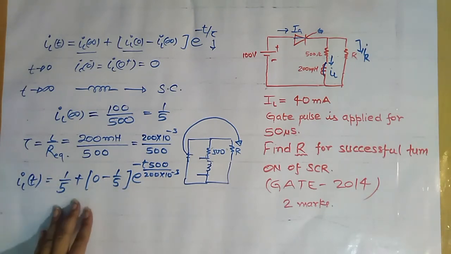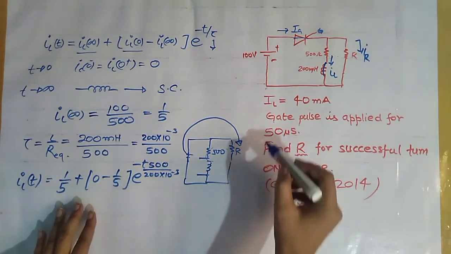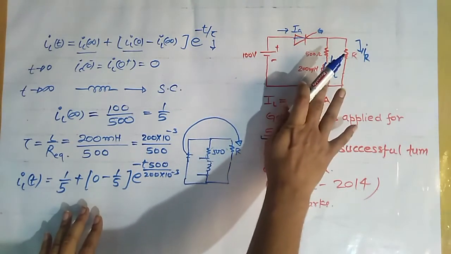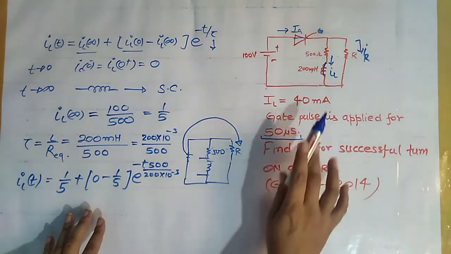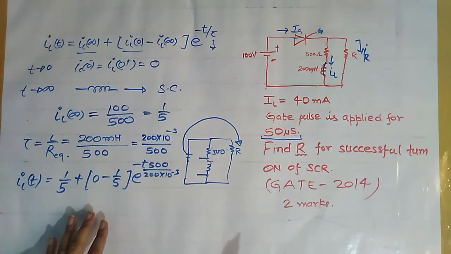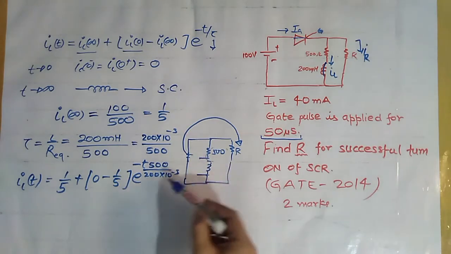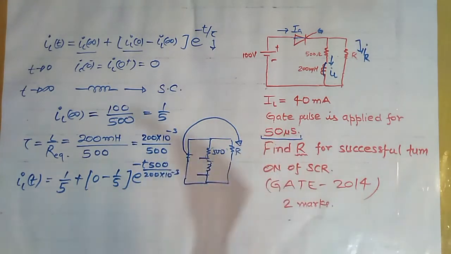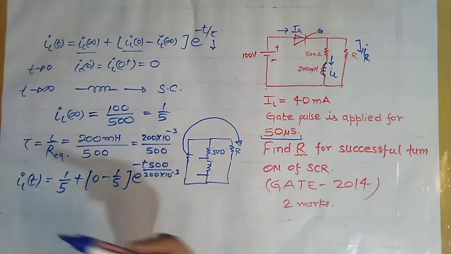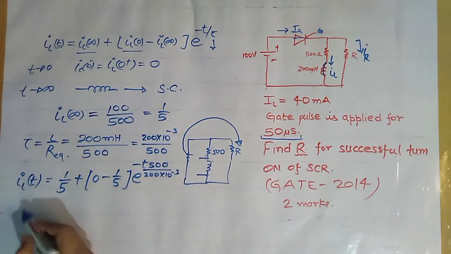So for reliability turn on the SCR during this time period, IL plus IR must be equals to the latching anode current, and this anode current must be equals to the latching current. So what we do, we have to actually find all these things at 50 microseconds. So we simply put t is equals to 50 microsecond.